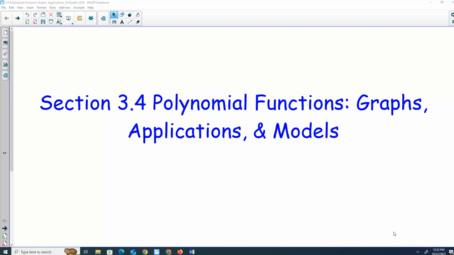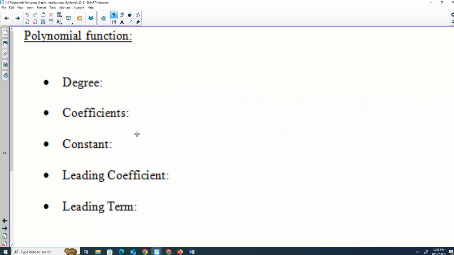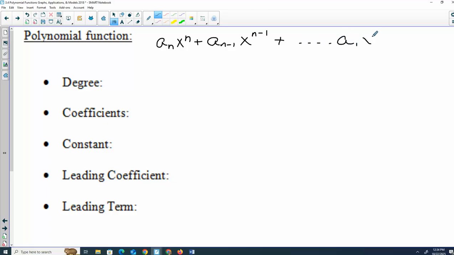A few things that we need along with that. Definition of a polynomial, we have touched on this before, but we're going to look at it again because it is important. So a polynomial is just when we have a lot of terms added together. A's are just numbers out in front. Typically, if it's written in decreasing power, the power of x gets smaller each time.